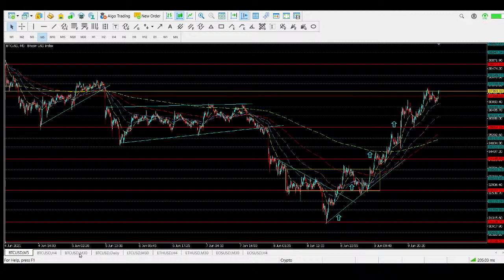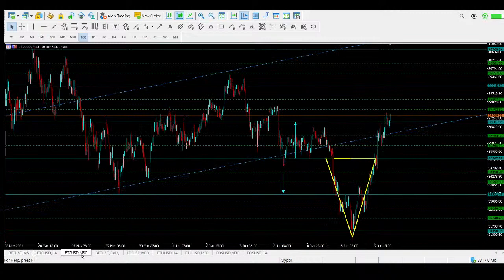Five minutes doing pretty well. 37,162, still trading above this level. The 30 minutes, it's already pushed above the 37,061 or 37,062 major level. This is in the 30 minutes time frame. And as you can see, it's already tested 37,702, and it's in line around the same level here.